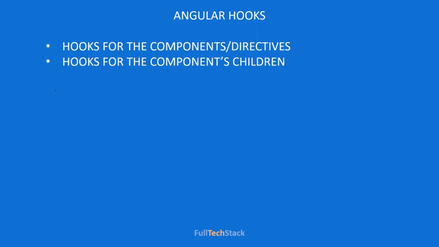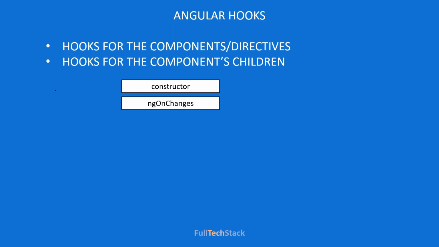Let's also look at the order of execution of these hooks. First comes the constructor, which gets called when we create a component or a directive using the new keyword. And then ngOnChanges gets called. It can be called multiple times as well, as whenever there is a change in any of the input properties of our component, ngOnChanges is triggered. Next one is ngOnInit. Now this is one of the most frequently used hooks, which only gets called once after the first ngOnChanges and when the component has been initialized.